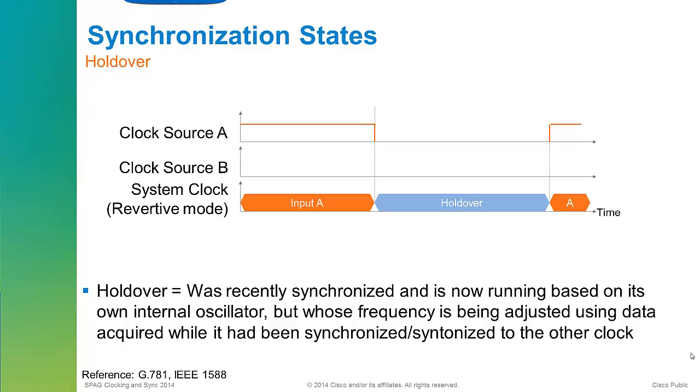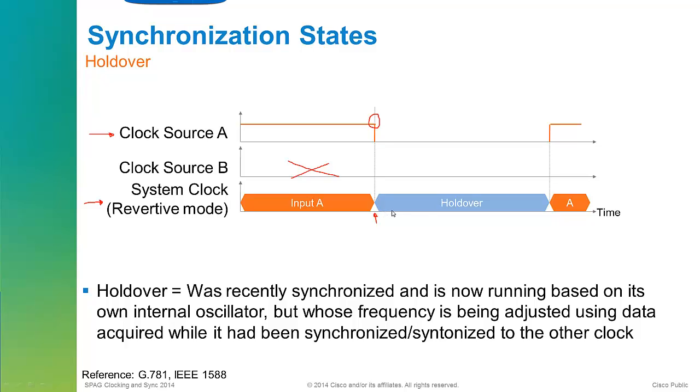The first one was holdover. What this diagram was used to show is that we have a clock source here, which we have defined as a clock source to our router. This is our system clock from our router here. And what we're showing here is that we have a clock source which goes along, and at this point here we lose the clock source. So our clock is synchronized in orange here to input A, and at this point it no longer has clock source A. There is no clock source B. So we go into what's called holdover.